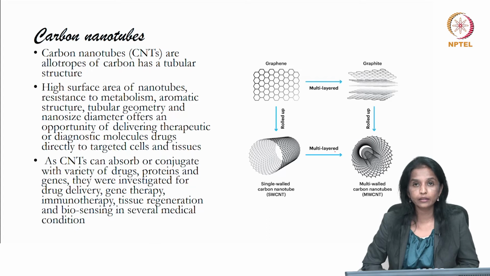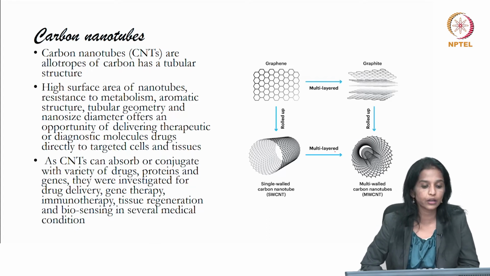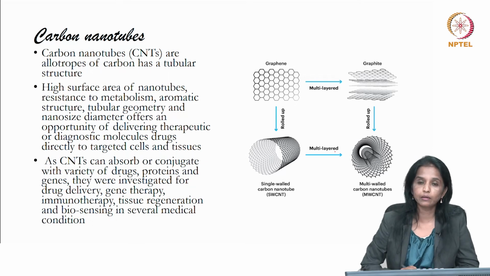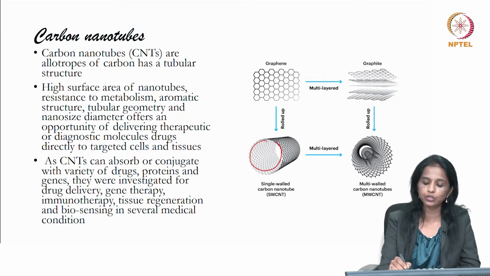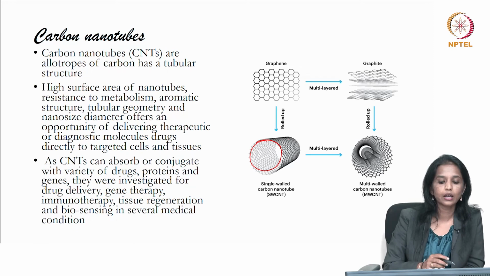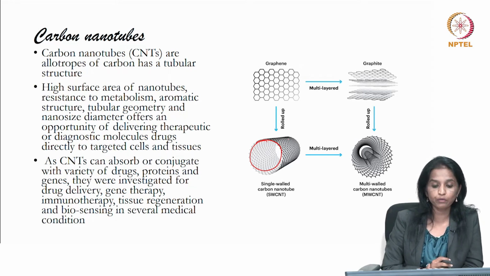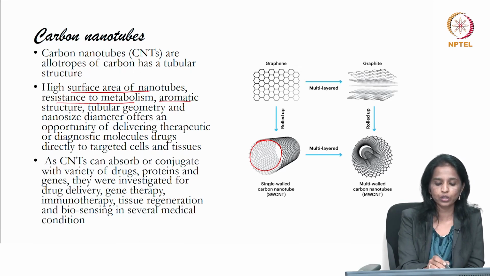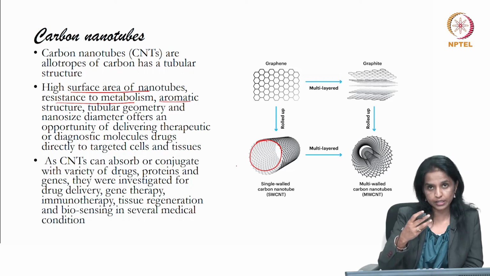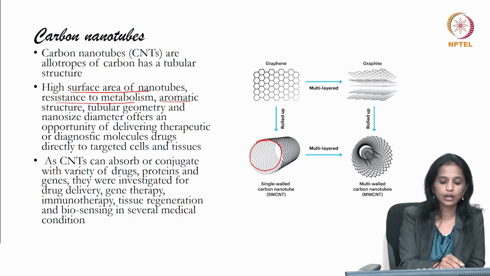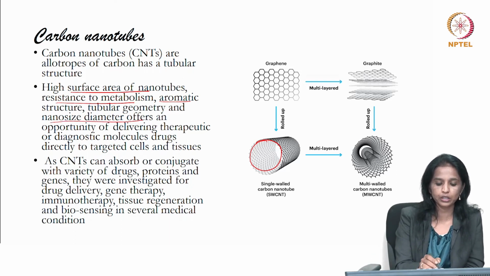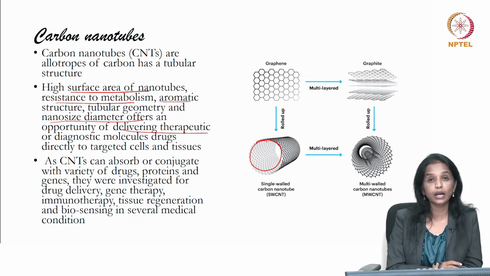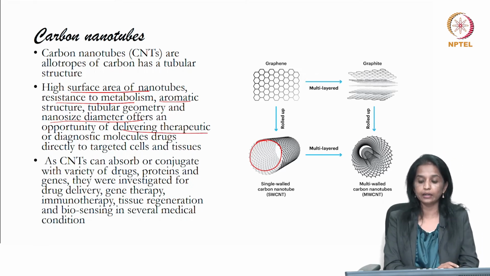A quick look at the synthetic fillers. The most commonly used ones are your carbon nanotubes. As the name suggests, it is a tubular structure, and it is an allotrope of carbon, and it has a very high surface area, resistant to metabolism, aromatic structure. It has a tubular geometry, the shape is of a tube, and the nano size of diameter offers opportunity to deliver therapeutic or diagnostic molecules at the targeted site.